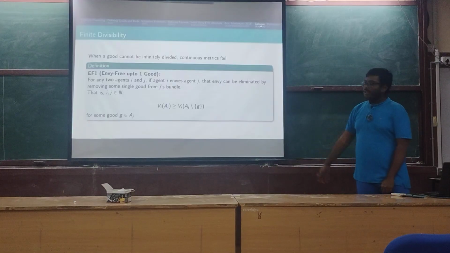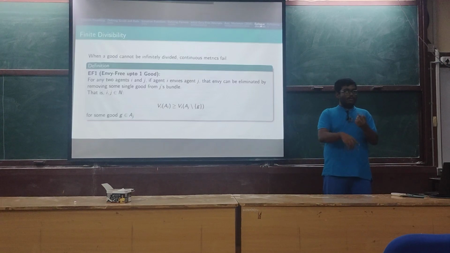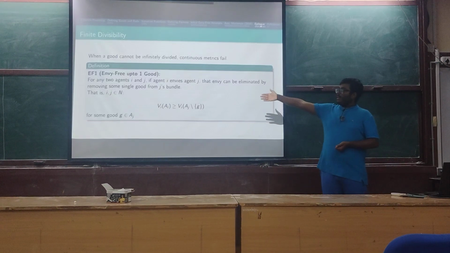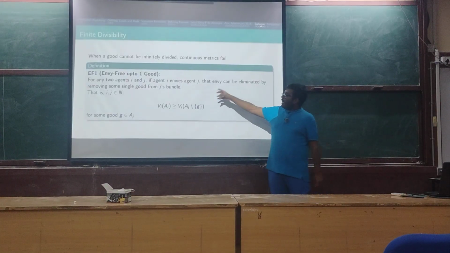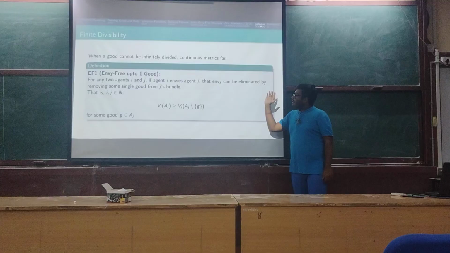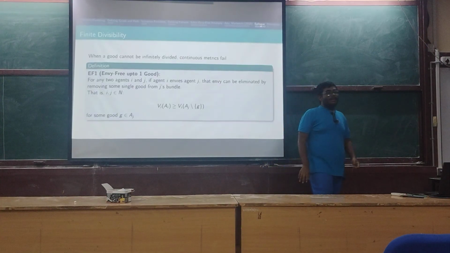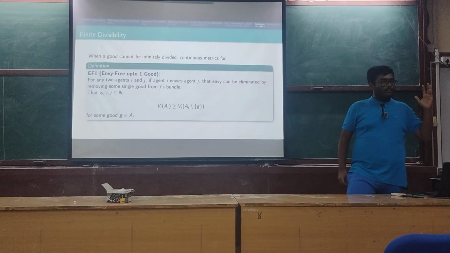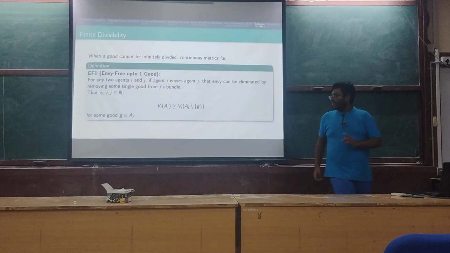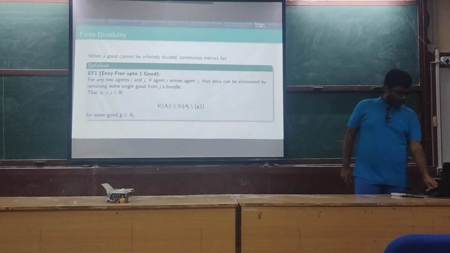Lastly, we have the topic of finite divisibility, which is also a field of study and a lot more realistic in real life. So you can use it for a lot of stuff, such as chore division, mass division, whatever. EF1 basically says that for any two agents i and j, if agent i envies agent j, then that envy can be eliminated by removing one single good from j's bundle. So I remove one from your goods and I'm happy.